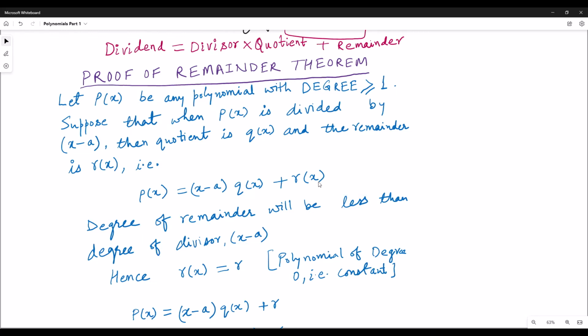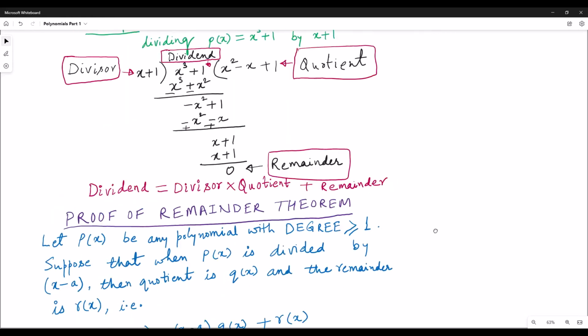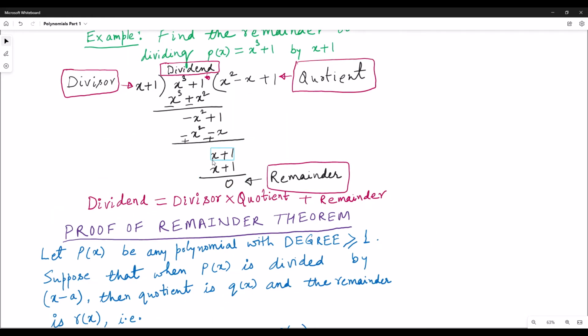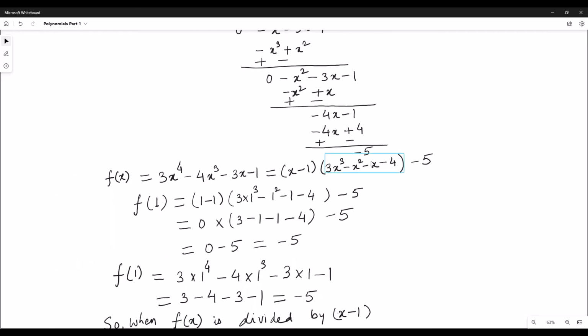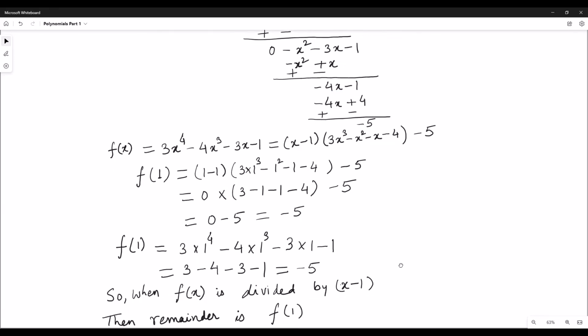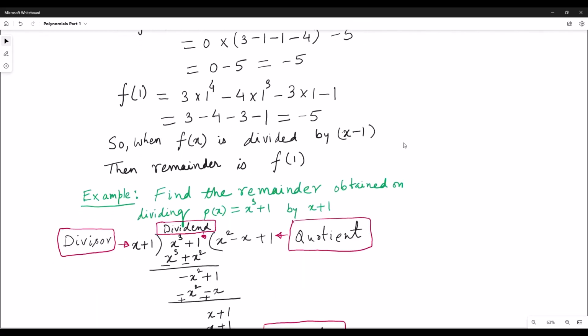Why? Because if its degree is 1, then we have to further divide it, right? Like in this division we have seen this. Here it is coming x plus 1. So we cannot say the remainder is x plus 1, we have to further divide it. In this division also we have seen this. This is minus 4x minus 1. The degree is 1 here. So we have to further divide it. We have to divide it till the degree is less than 1. Then only we call it remainder. Otherwise we have to continue dividing.